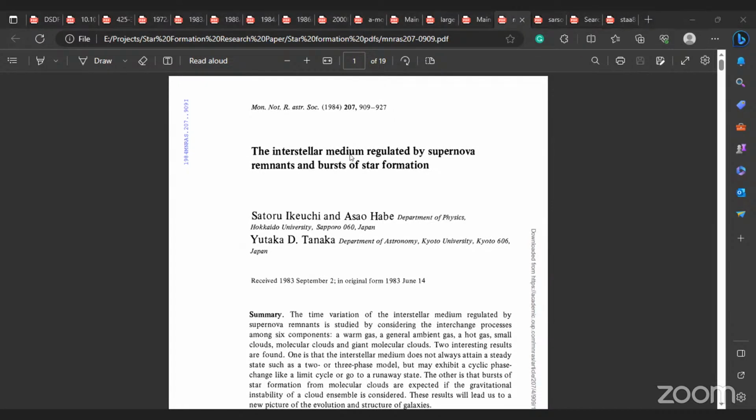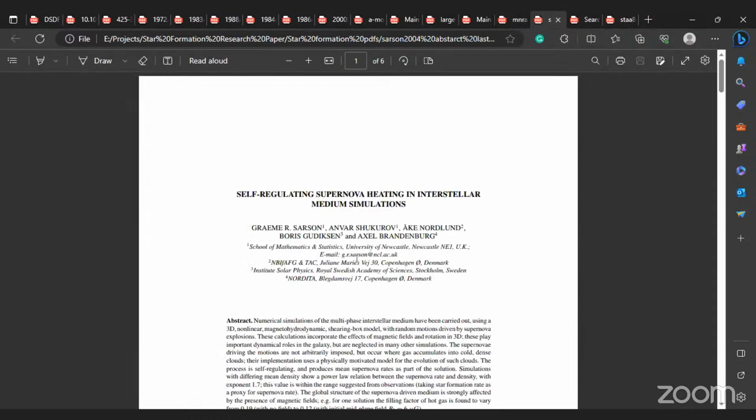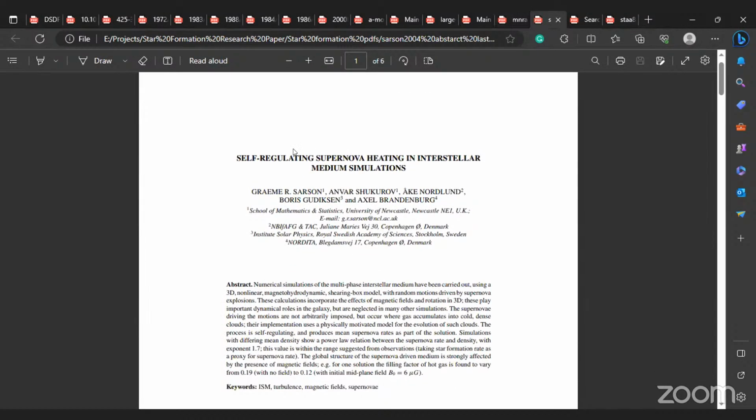Okay, have you noted down the name of this paper? Okay, sure then. Okay, so self-regulating supernova heating in interstellar medium simulations.